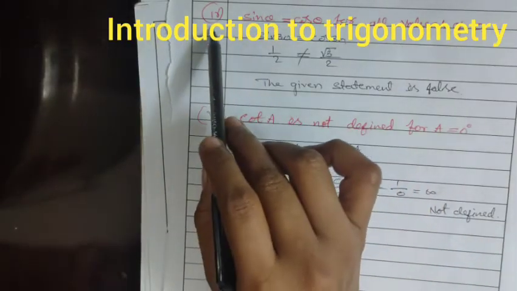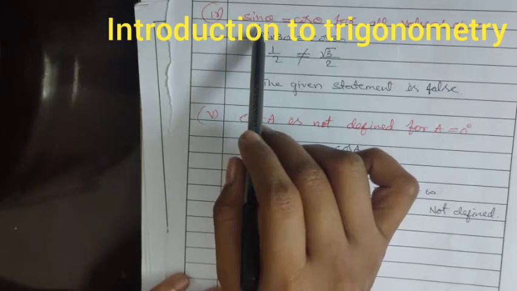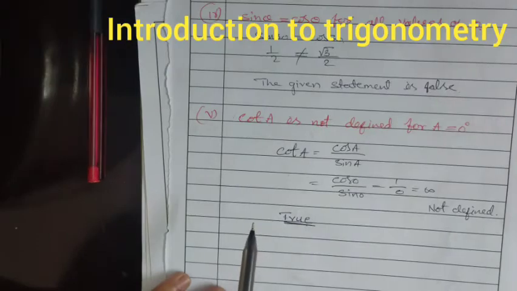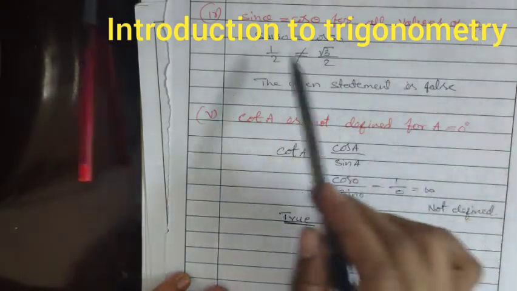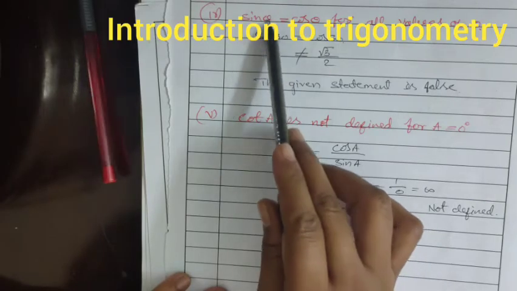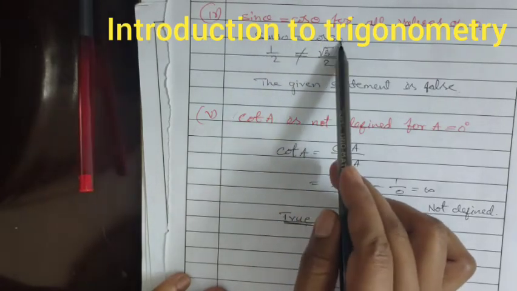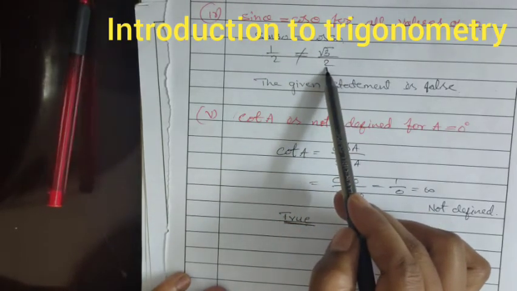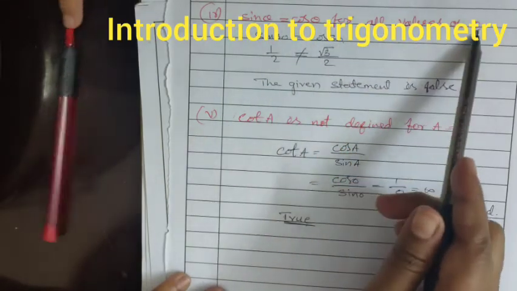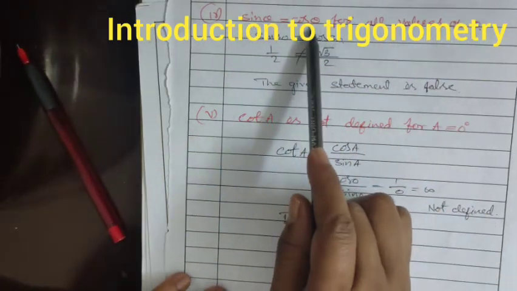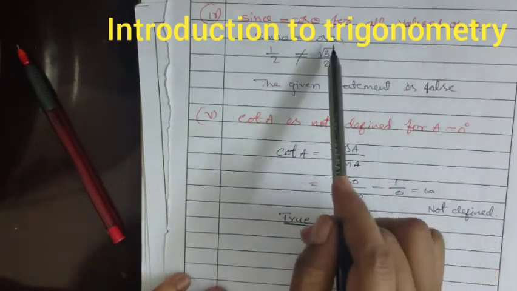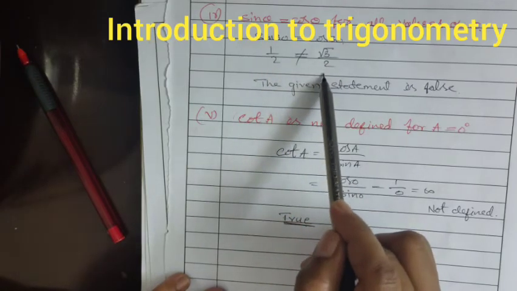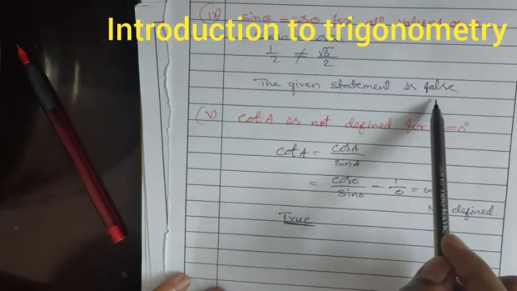Students, now we are going to the fourth part in fourth question. The statement is sin theta equal to cos theta for all values of theta. Okay. So here I take the theta value as 30 degree. So take theta as 30. Sin 30 is 1 by 2. Cos 30 is root 3 by 2. So the statement says for all values of theta, sin theta equal to cos theta. But by using the theta value 30 degree, 1 by 2 is not equal to root 3 by 2. Therefore, the given statement is false.